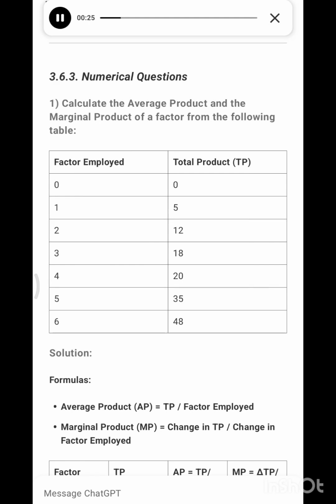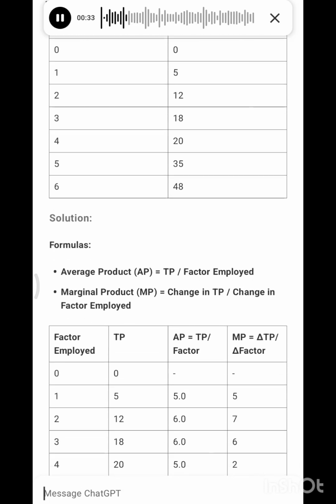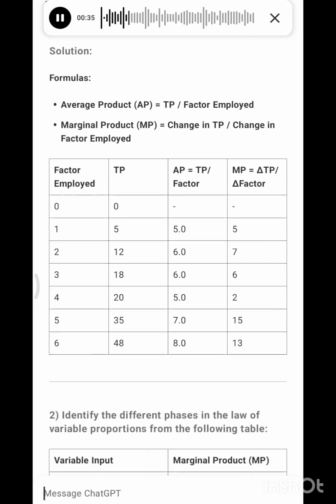Solution. Average product AP equals TP divided by factor employed. Marginal product MP equals change in TP divided by change in factor employed. Factor employed, TP, AP, MP: 0, 0, 0, 0; 1, 5, 5.0, 5; 2, 12, 6.0, 7; 3, 18, 6.0, 6; 4, 20, 5.0, 2; 5, 35, 7.0, 15; 6, 48, 8.0, 13.